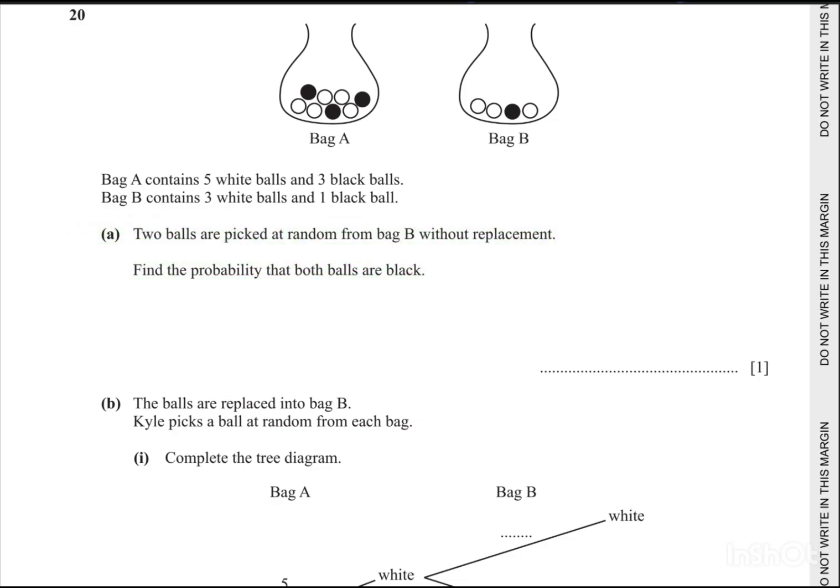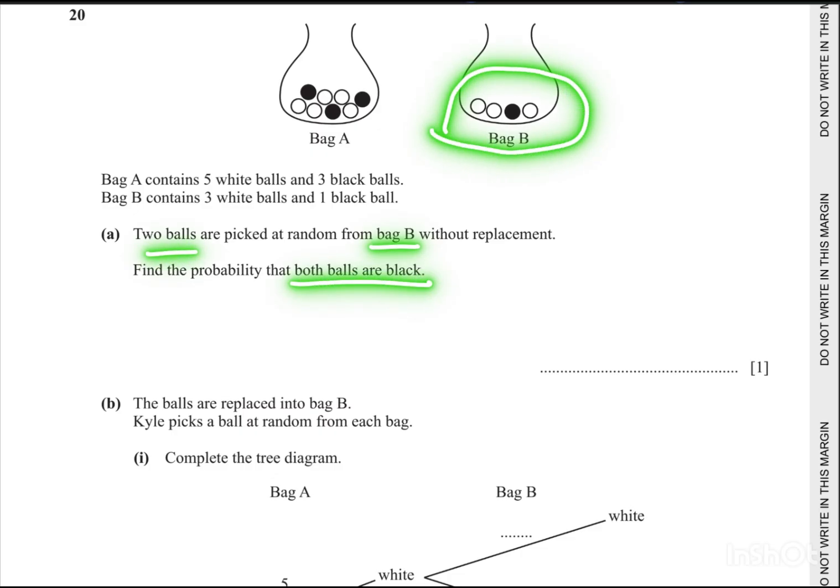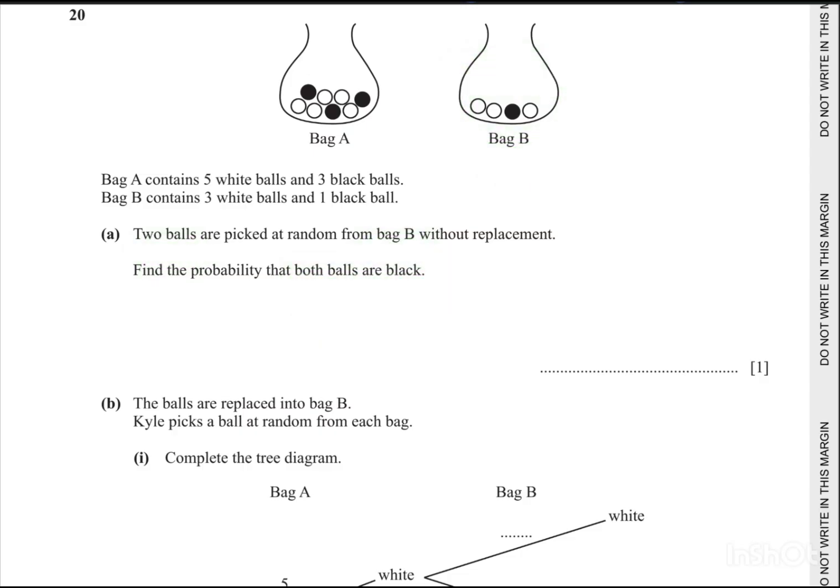Now, the balls are picked from bag B and they are saying 2 balls are picked and 2 balls should be black. So when you see bag B, there is only 1 black ball. So it is not possible to pick 2 black balls from bag B. So the probability here will be 0.